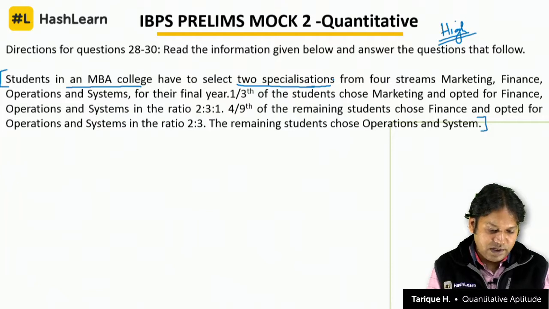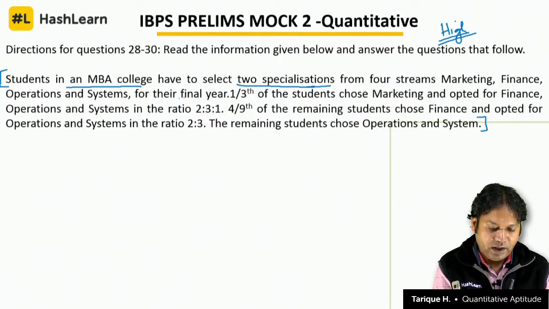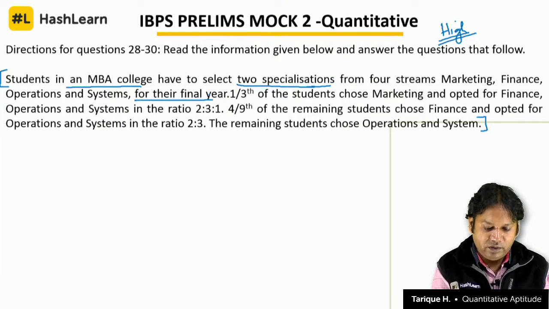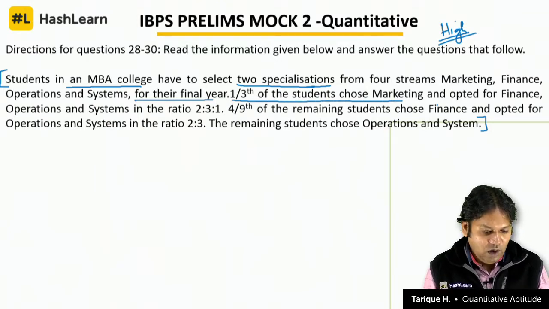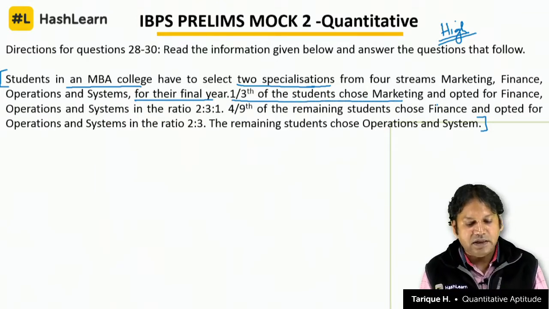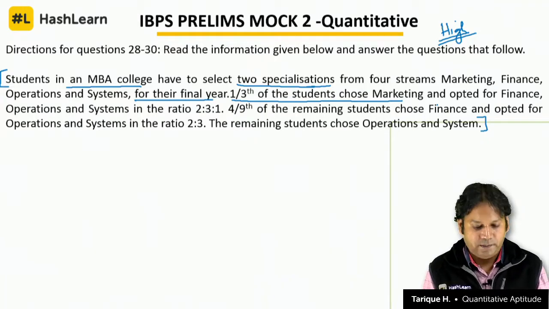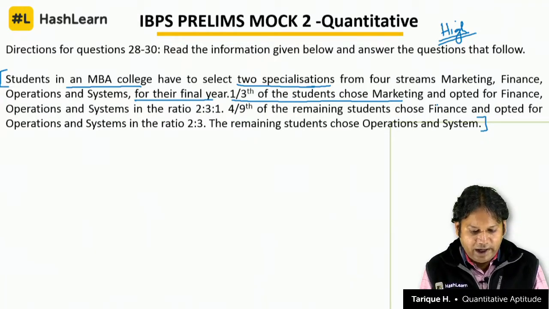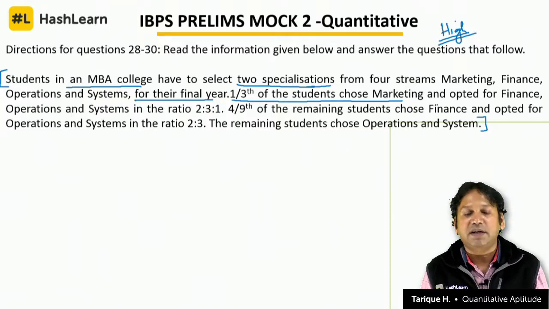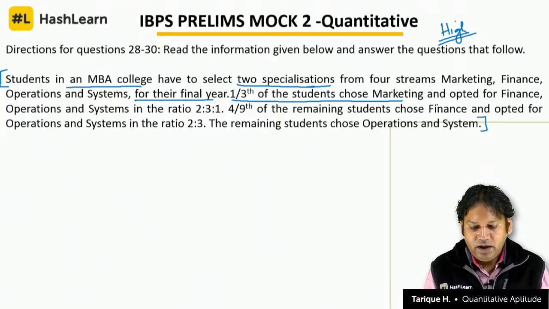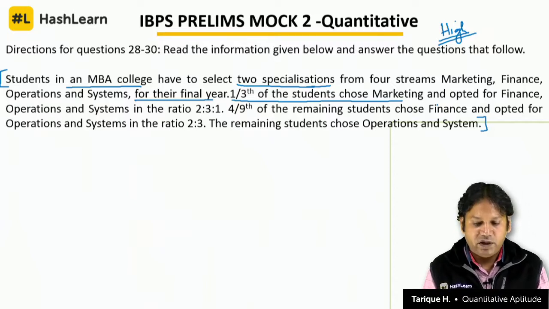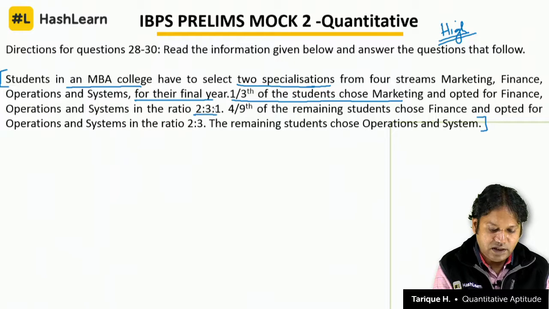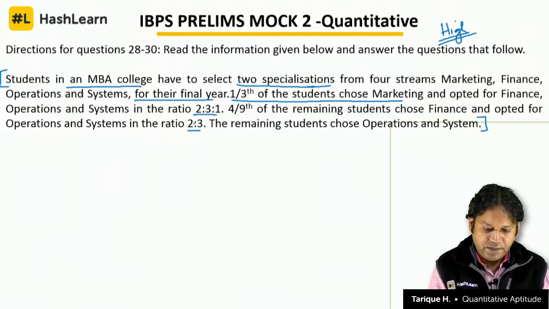What is given to you is that for the final year, they have to select. 1/3 of the students chose marketing and opted for finance, operations and systems in the ratio 2:3:1. 4/9 of the remaining students chose finance and opted for operations and systems in the ratio 2:3. The remaining students chose operations and systems. So how will we work it out? Because it's a ratio inside a ratio, 2 ratios are there.